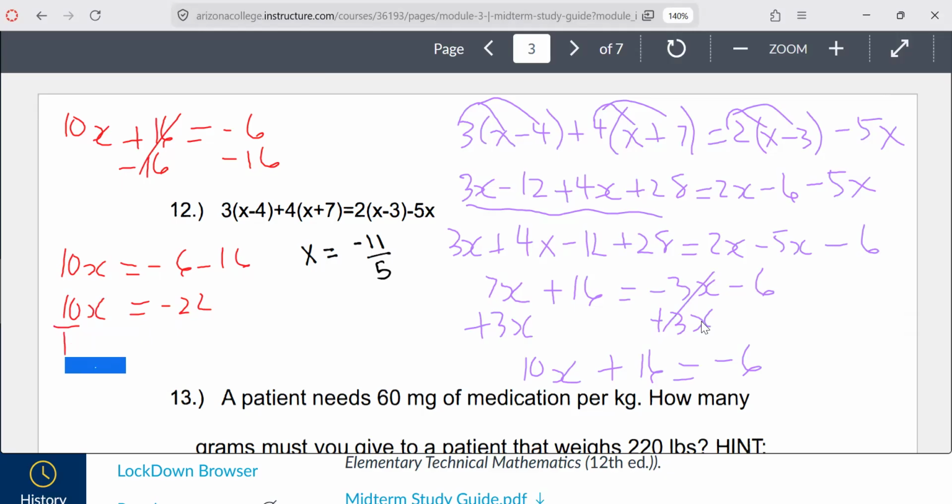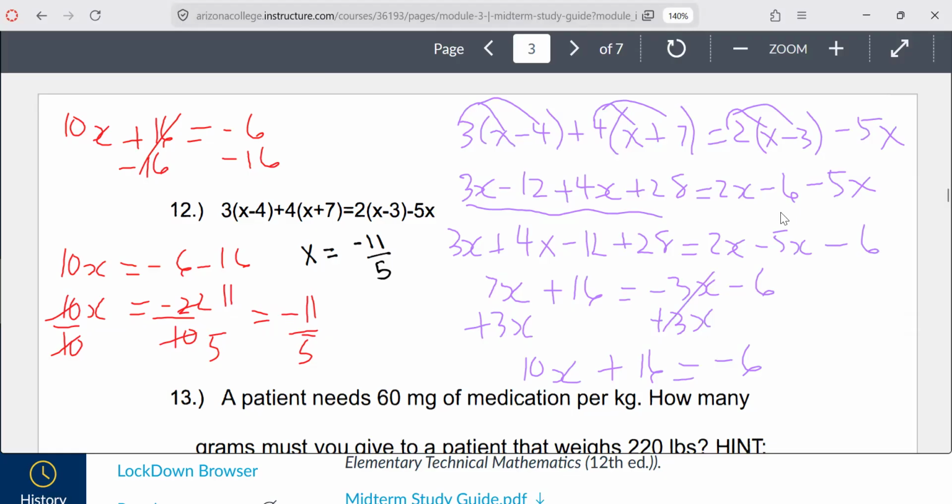Now you divide by 10, you divide by 10. So x equals negative 22 over 10. Can I reduce this? Oh, yes, with a 2. 2 goes into 10 5 times. 2 goes into 22 11 times. So I've got negative 11 over 5. And that is my final answer. Negative 11 over 5.